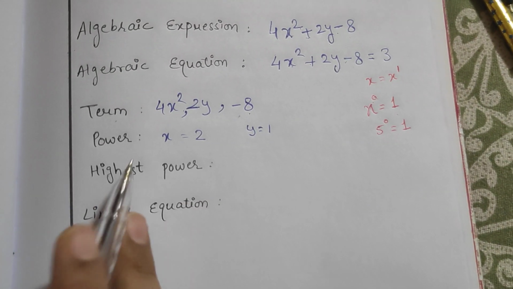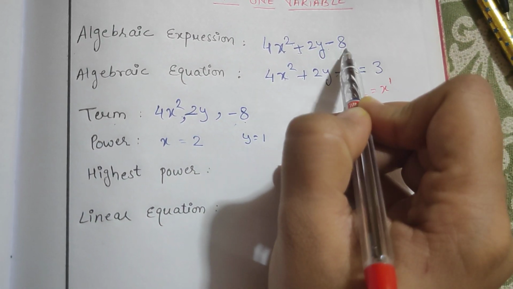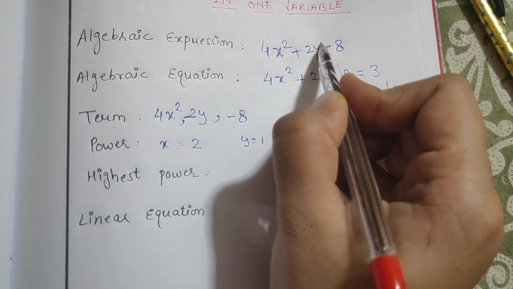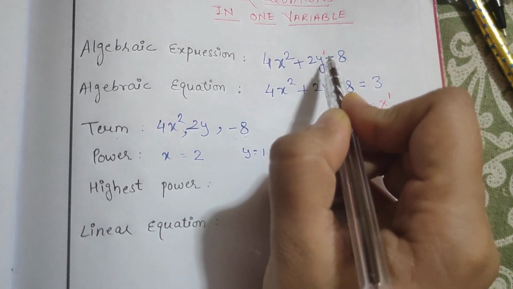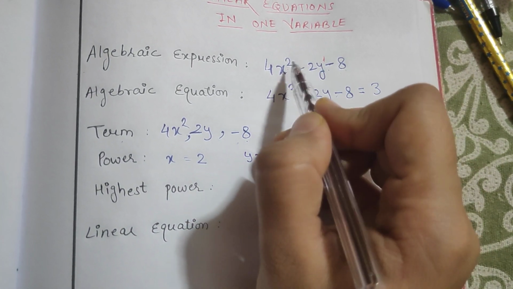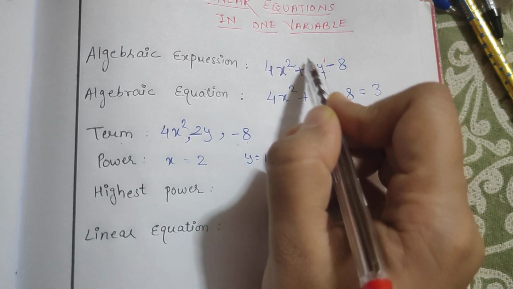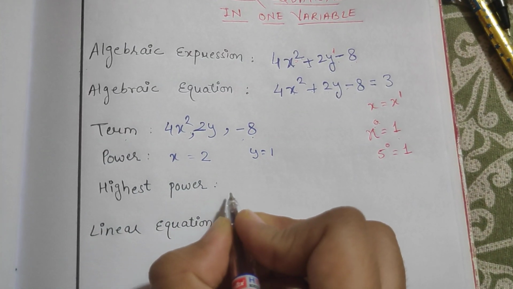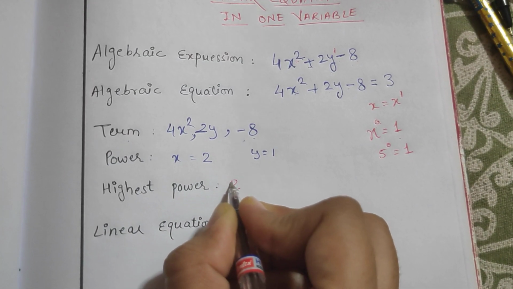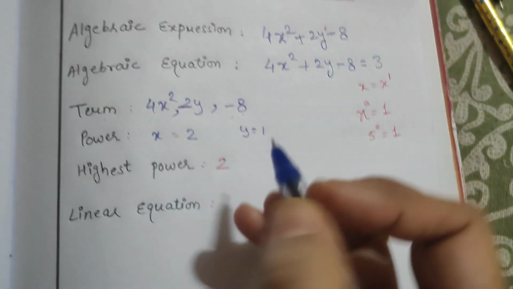Now when we talk about the highest power, if you see this algebraic expression, this is 1 and this is 2. So out of 1 and 2, which is the highest power in this algebraic expression? 2 is higher than 1. So the highest power in this algebraic expression, we can take it as 2. Now let us take another example.